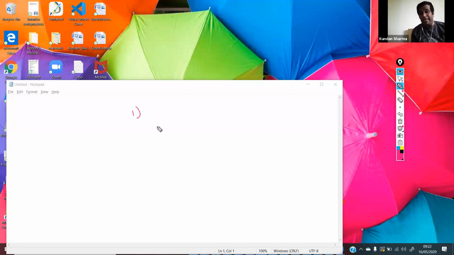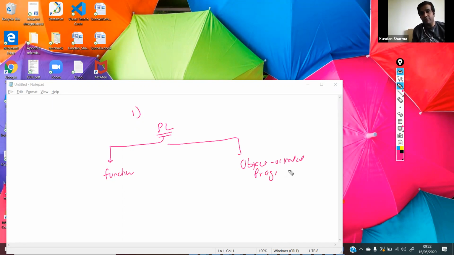Now, next thing is, how many types of programming languages are there? There are two styles of programming languages. One is called functional programming language, and another is called object-oriented programming language. So what is functional? What is object-oriented? These are the two varieties, you can say, the two styles. You don't have to take notes, just pay attention, and you can watch the recording later on.